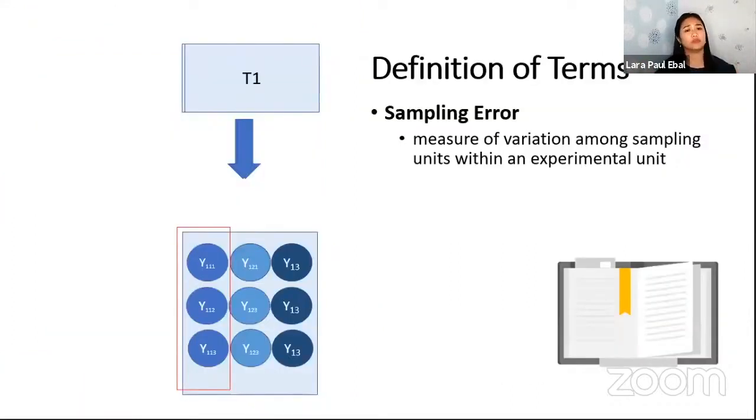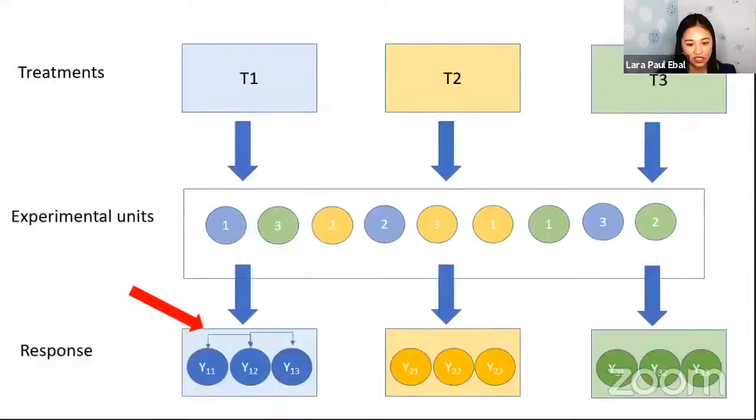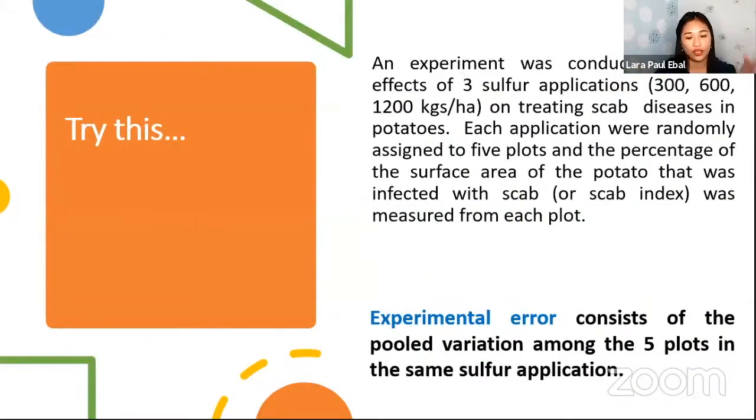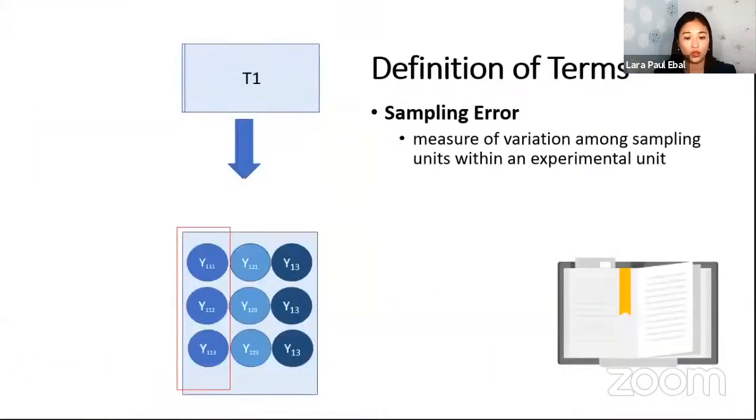Another term that we need to learn is sampling error. If we have an experimental unit, we have this experimental error. Then if we recall, we have the sampling unit, so we also have the sampling error. Sampling error is a measure of variation among sampling units within an experimental unit.